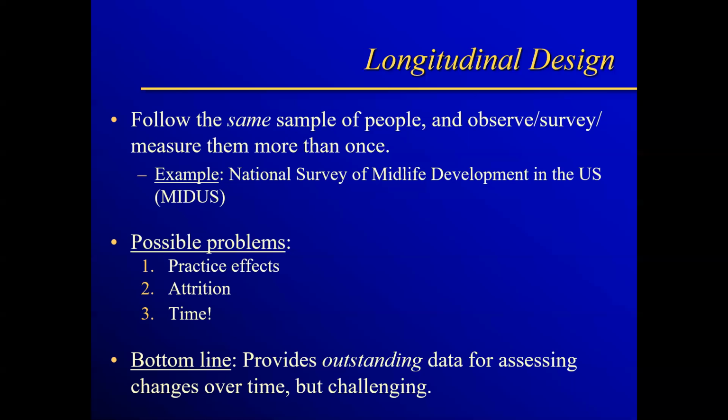But there are some problems with this. Mainly these three: practice effects, attrition, and time. So let's go through a couple of these problems. Practice effects. Since we're repeatedly asking participants the same questions or having them do the same psychological tests, sometimes participants get better just as a result of doing it multiple times. So let's take the example of memory recall. Let's say we want to assess how memory changes across the lifespan.